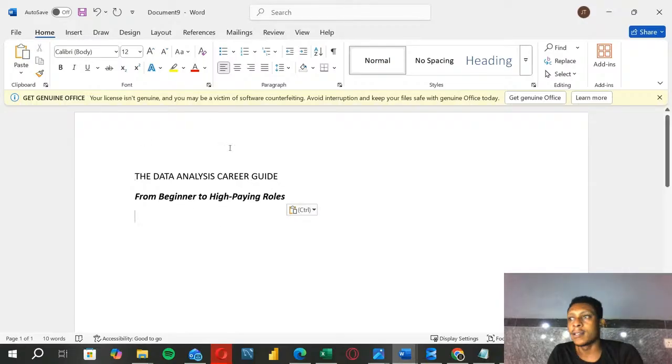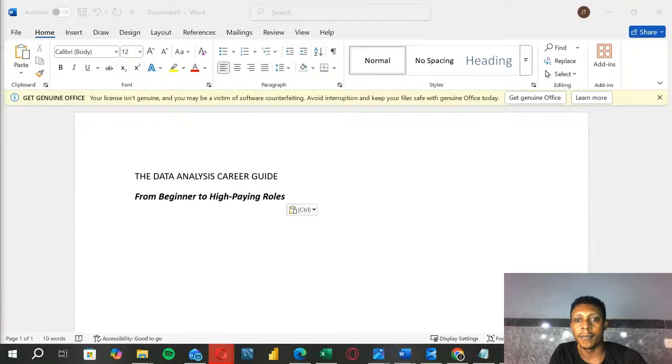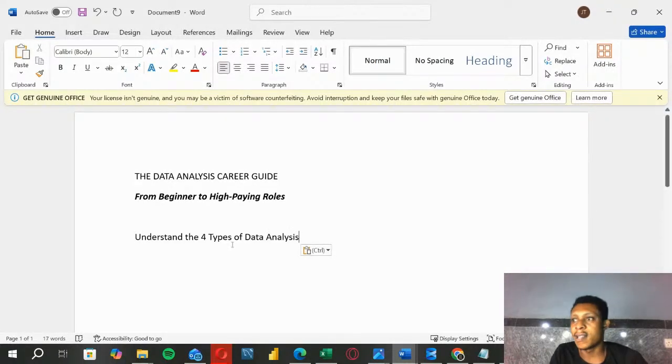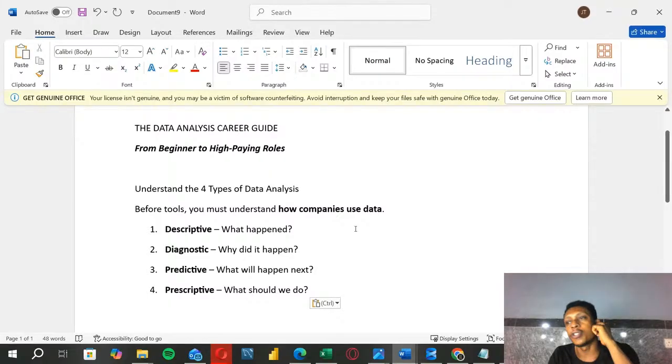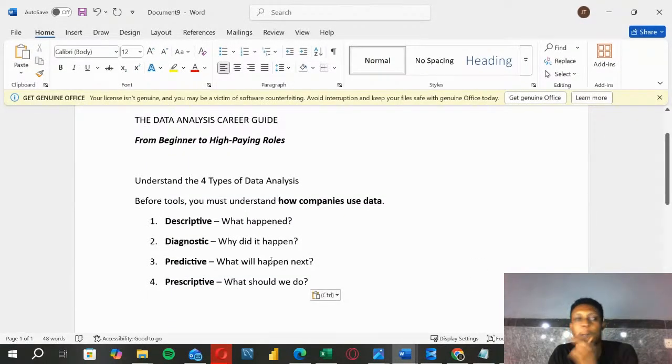Data analysis career guide. So we'll be talking about understanding the four types of data analysis. So what are the major parts of data analysis? So this will be our discussion for today. Understand the four types of data analysis. Before tools, you must understand how companies use data.